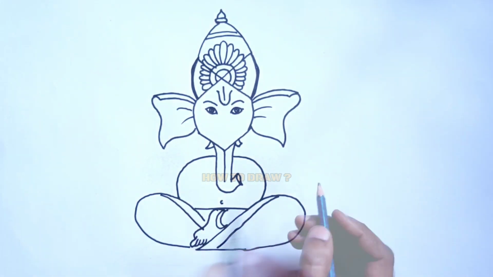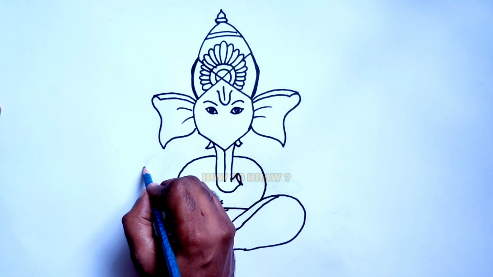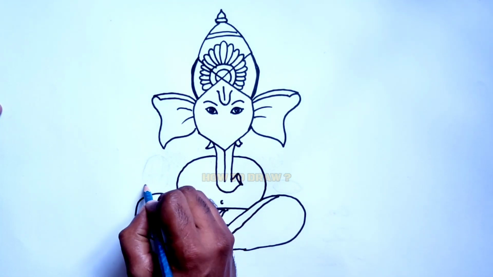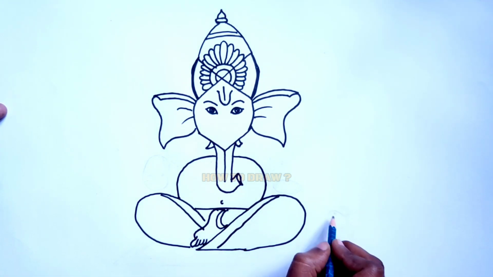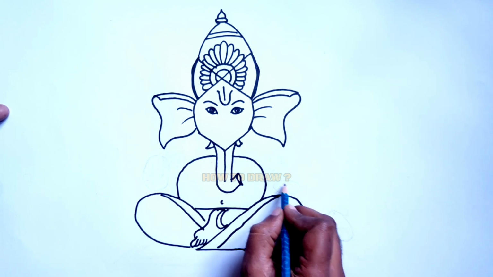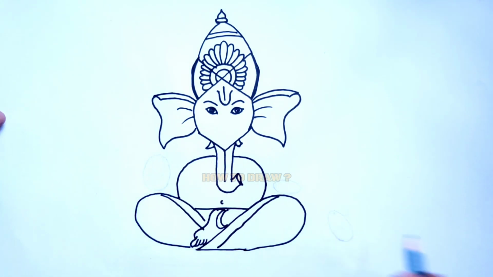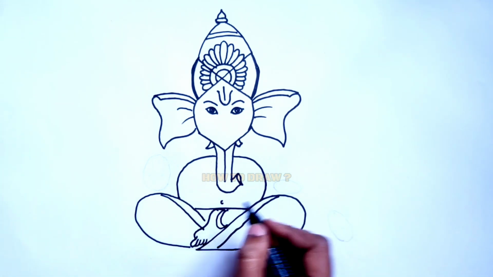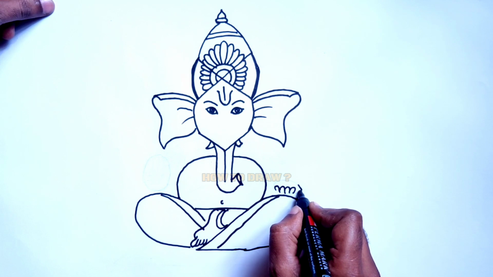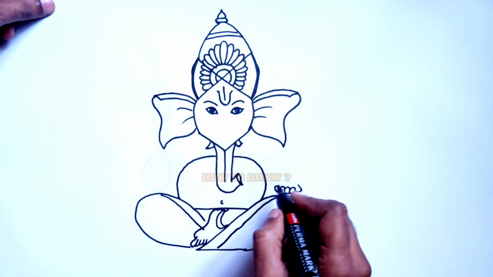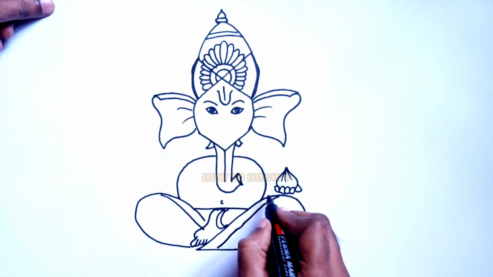Now for hands and mouth we have to draw ovals like this. We have to draw the ovals lightly so that we can rub them afterwards. Now we can draw hands and mouth easily inside these oval shapes. See, inside this oval just draw 5 curves like this and join them from the downside to make it like a hand, and here you can draw this modaka like this.